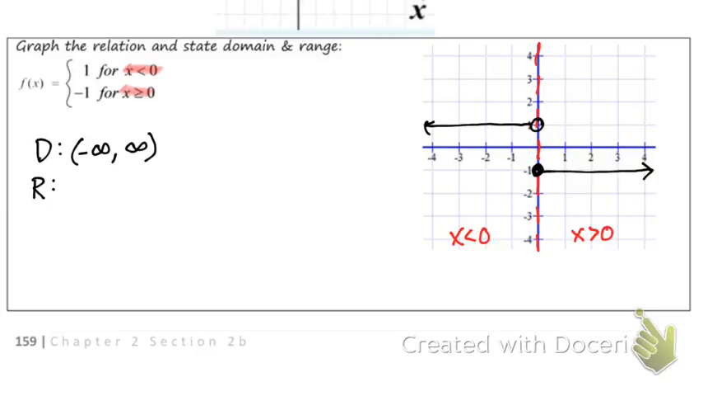Negative 4 goes to 1. Negative 1 goes to 1. X equals 0 actually comes down to negative 1. So it goes negative infinity to infinity because there is no gap.